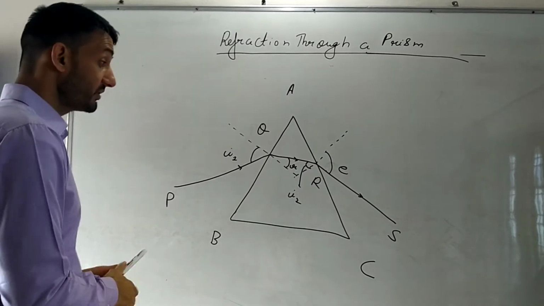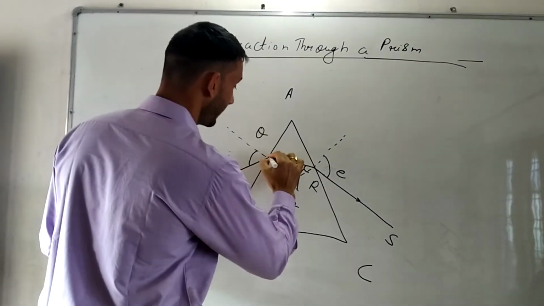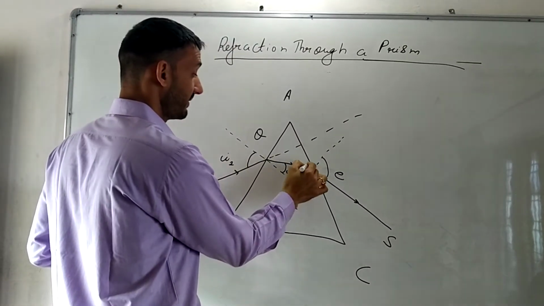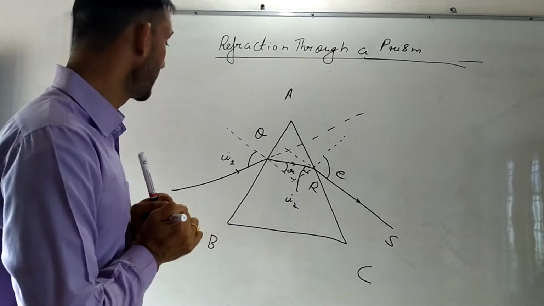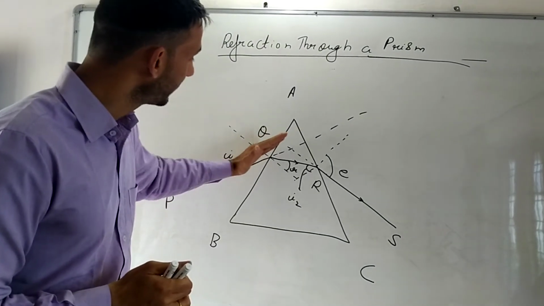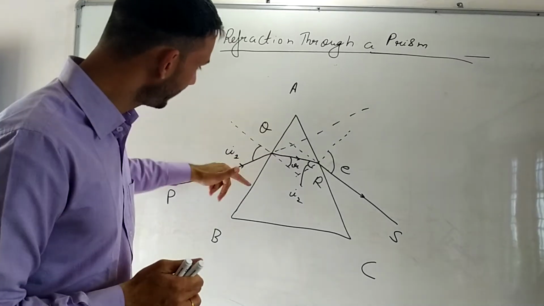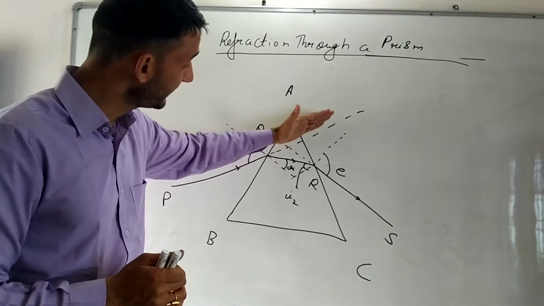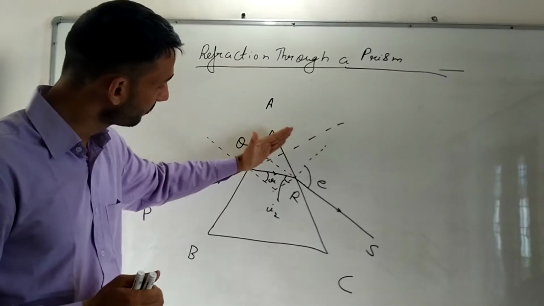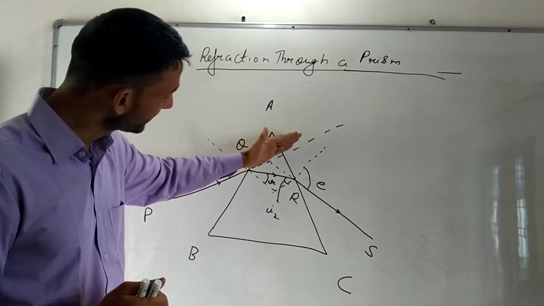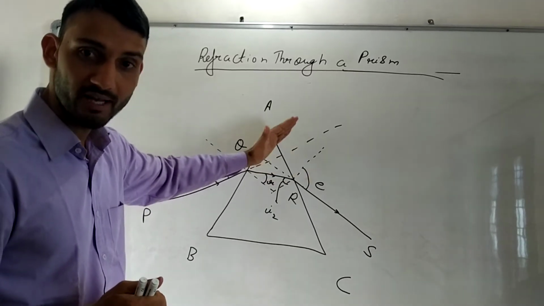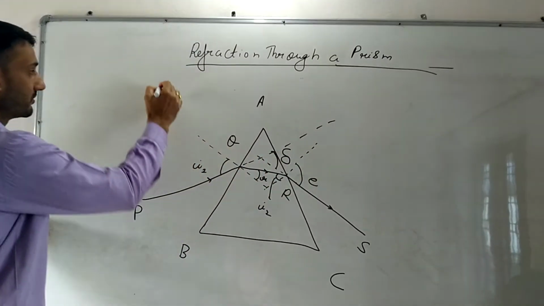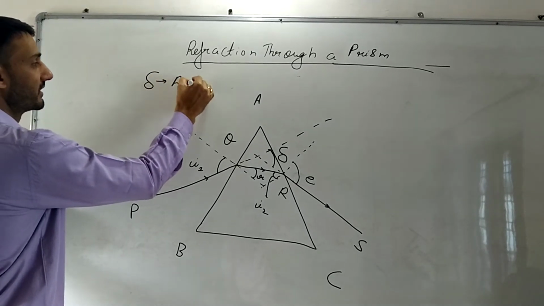Now we assume, if there was no prism, how would the light ray have gone? It would have gone straight like this, so we extend it backwards. With the presence of the prism, it has bent like this. So by how much angle has the light ray deviated from its original path? This angle is known as the angle of deviation, which is del.